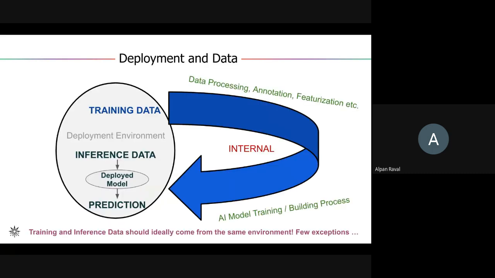This is the same thing in a different way. You have this gray oval that represents a single environment, which I call the deployment environment. Training data comes from that environment, and inference data also comes from the same environment. Inference data is fed into the deployed model, resulting in a prediction. To go from training data to a deployed model, there's a whole internal process that the AI/ML team goes through: data processing, annotation, featureization, AI model training, and building.